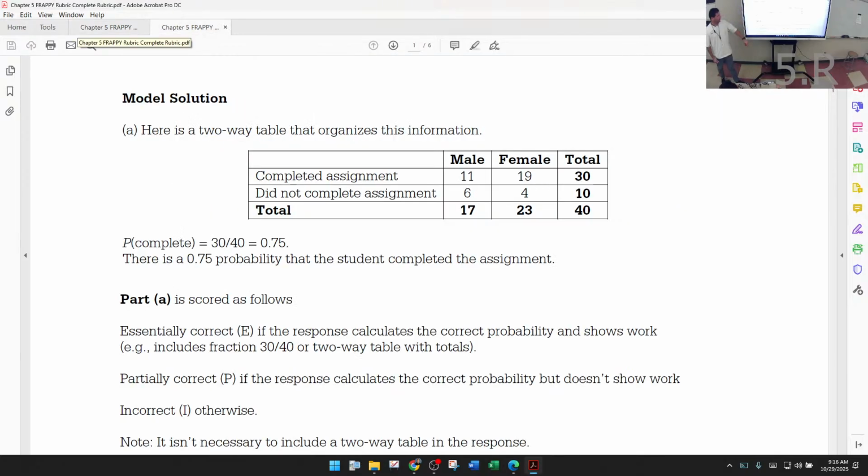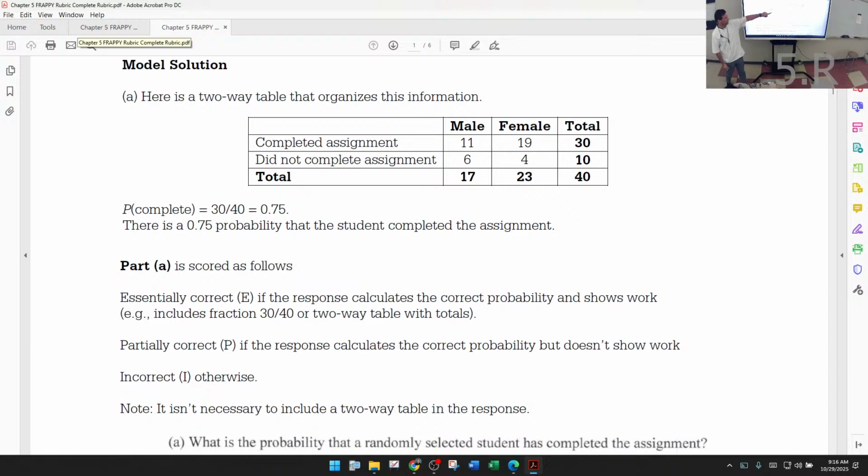Take a look at the model solution. The model solution, they made a table. I saw several of you guys making a table. I'm not sure how necessary the table was. However, the table helps you get the answer. You can see from the table, the completed assignment is 30 out of the 40. Probability of being complete, I did see several of you have the probability statement. You should write it to be safe. However, it was not required to get an E this particular time.